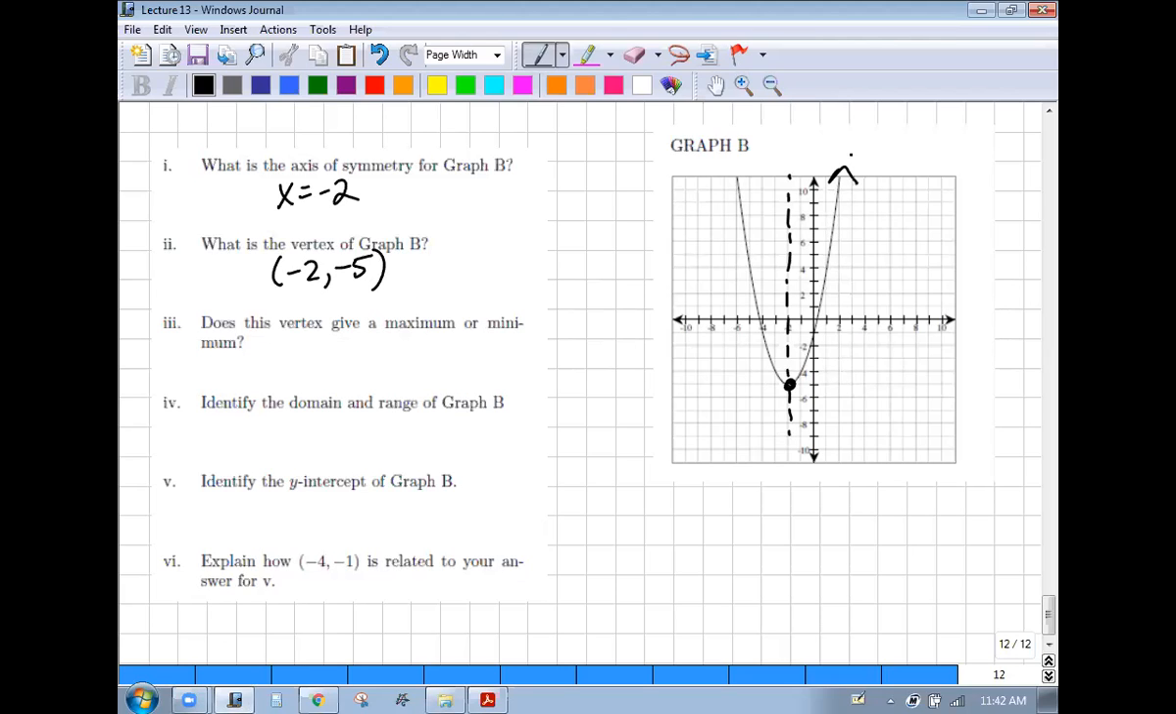Is it a maximum or a minimum? Well, there is no maximum. This thing goes all the way to infinity. But the minimum is down here at -5. Notice it's that same number that's in your vertex.